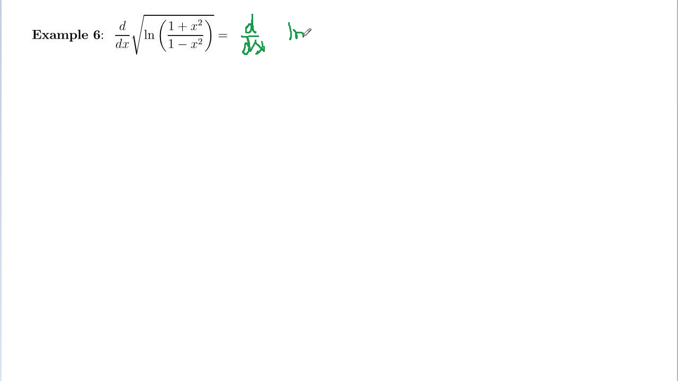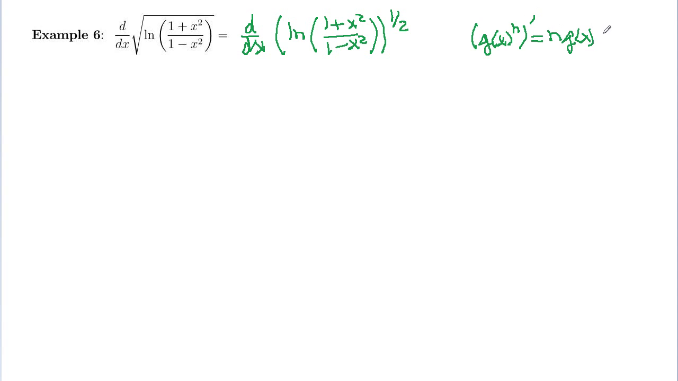And then this will be natural log (1 plus x squared) over (1 minus x squared), and then that whole function gets a 1/2 power. So notice that this is a function to a power. So we're going to use the power rule for functions there. The power rule for functions, remember, is if you're differentiating a function g of x to the n power, the derivative of that is going to be n times g of x to the n minus 1, and then times the derivative of that inside function. Right?